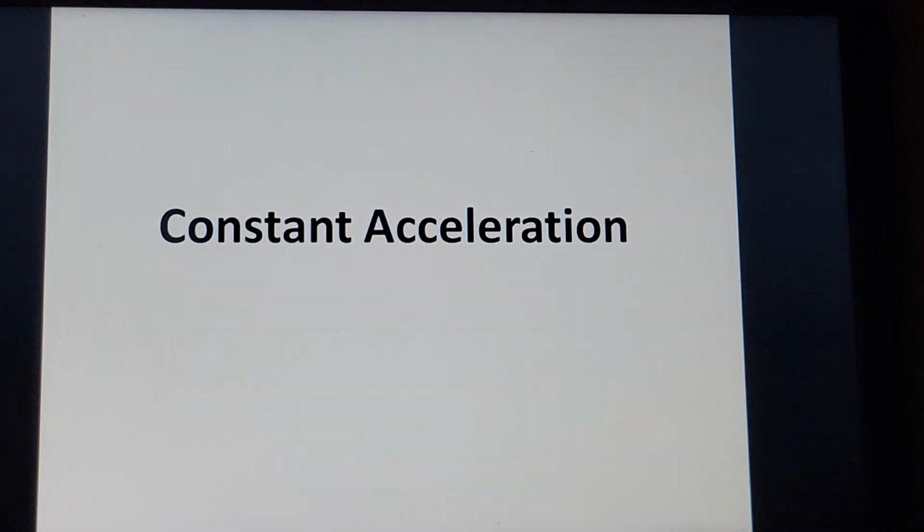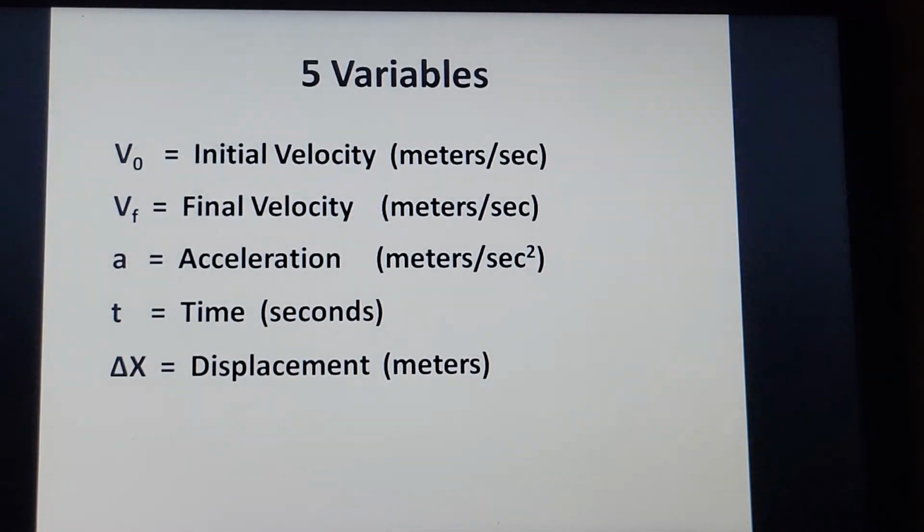An example of acceleration would be when you hit the gas pedal on your car. For the first few seconds, you have constant acceleration. Or if you hit the brake pedal on your car, you'll go through a few seconds of constant deceleration, which is basically negative acceleration. It's in the opposite direction of your motion. So there's 5 variables that we're going to deal with: initial velocity, final velocity, acceleration, time, and displacement.